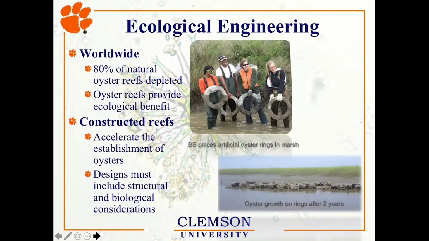In the ecological engineering area, one project that we've had ongoing is to look at the global problem of oyster reef depletion. Roughly 80% of our natural oyster reefs have been destroyed due to overharvesting. This is really a big issue with our natural systems because oyster reefs provide a number of ecological benefits. They protect shorelines from erosion and actually encourage the accumulation of sediment behind the reef. They also provide habitat to a multitude of fish species. So restoring oyster reefs is really important.